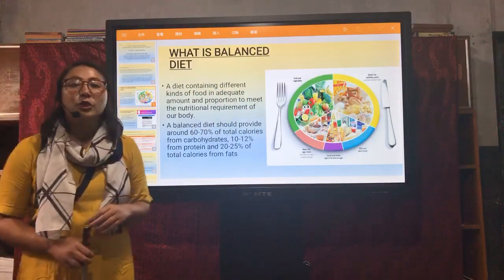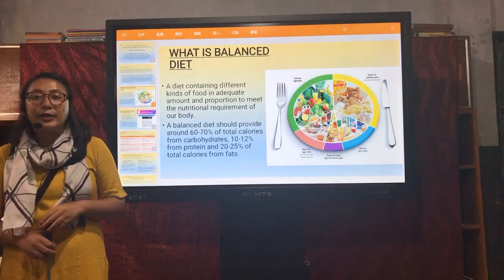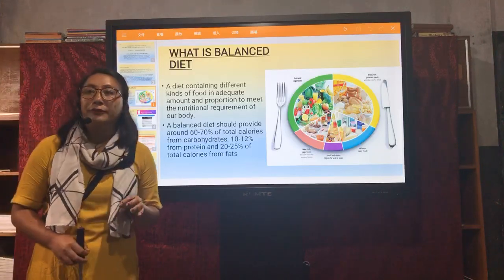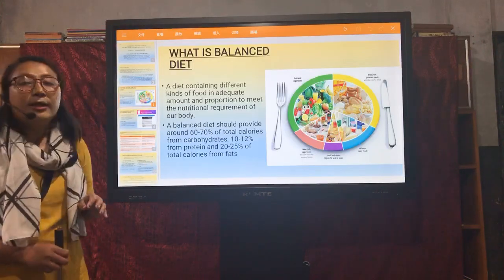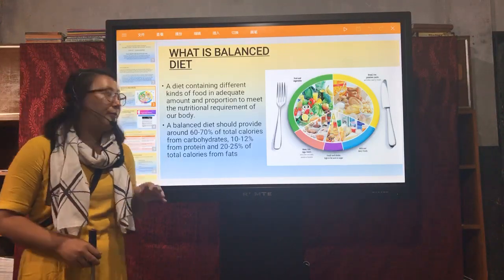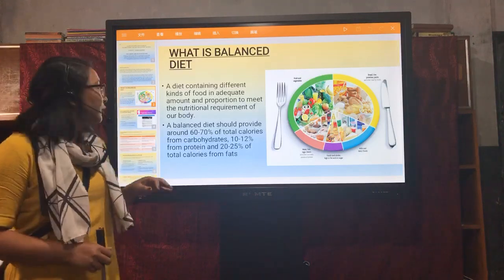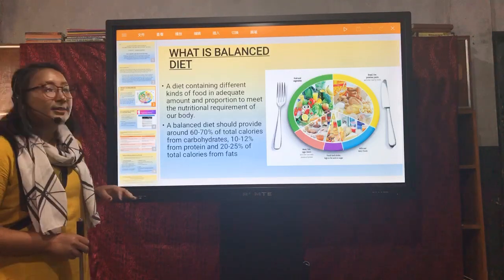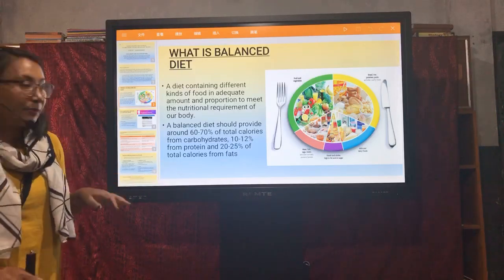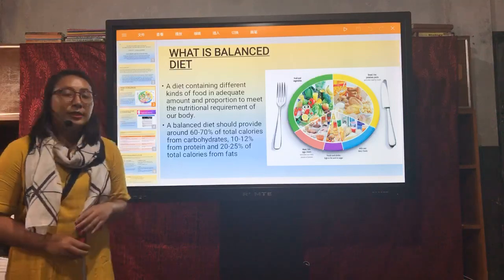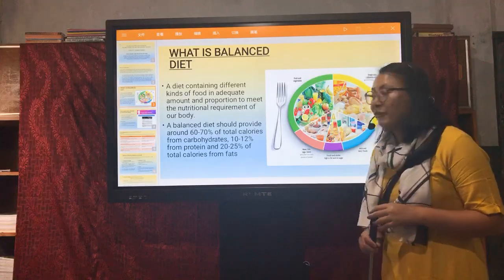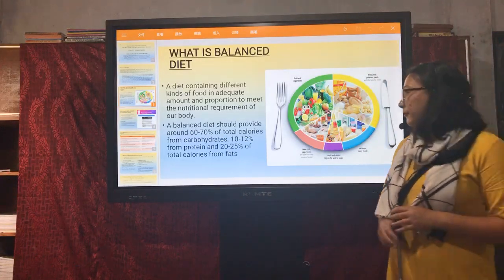After knowing what a healthy diet means, we need to know what a balanced diet is. A diet containing different kinds of foods in an adequate amount and in the right proportion, in order to meet the nutritional requirement of our body, of a person, is called a balanced diet. In a balanced diet, about 60 to 70% of total calories should come from carbohydrates, 10 to 12% from proteins, and 20 to 25% from fats.